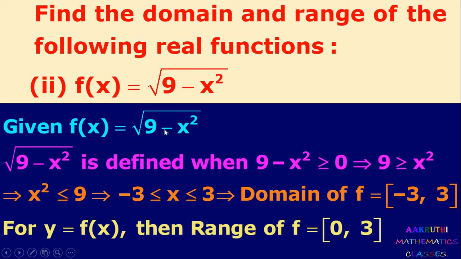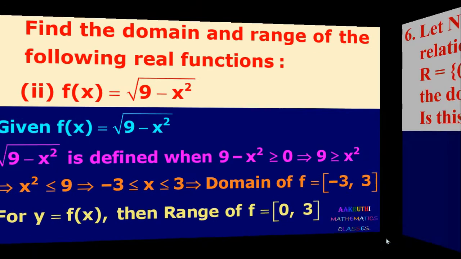Therefore the highest value we get is 3 and the least value we get is 0. Here the range is from 0 to 3. The least value we are getting is 0 and the highest value we are getting is root 9, that is 3 only. So the range of the function is from 0 to 3, all the real numbers from 0 to 3.